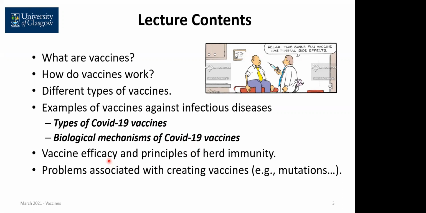We'll then talk about vaccine efficacy, so this idea of how scientists can test how effective a certain vaccine is. And then we'll cover the principles of herd immunity. So this is a term you've probably encountered or heard within the news within the last 6 to 12 months or so. And then finally, we'll talk about problems associated with creating vaccines, and specifically talking about viruses and the mutations that can arise within those viruses that can actually make creating vaccines quite difficult.